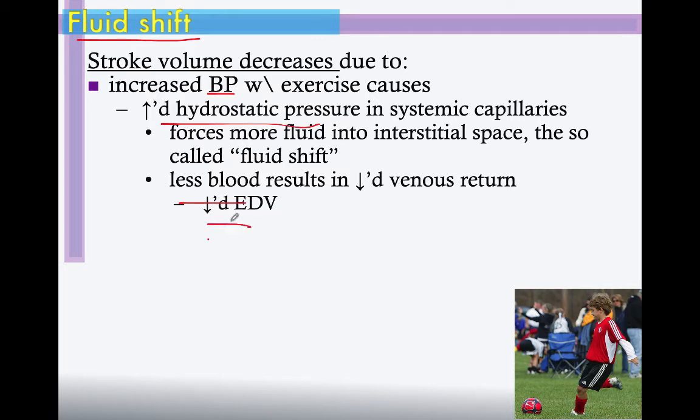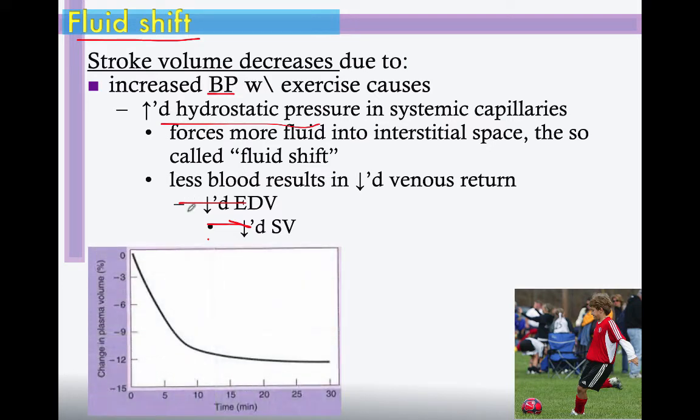Smaller venous return means a decrease in end diastolic volume. And again, you know that stroke volume is directly related to end diastolic volume. If end diastolic volume goes down, stroke volume goes down. If blood fluid level goes down, EDV goes down. And so that helps to explain it.